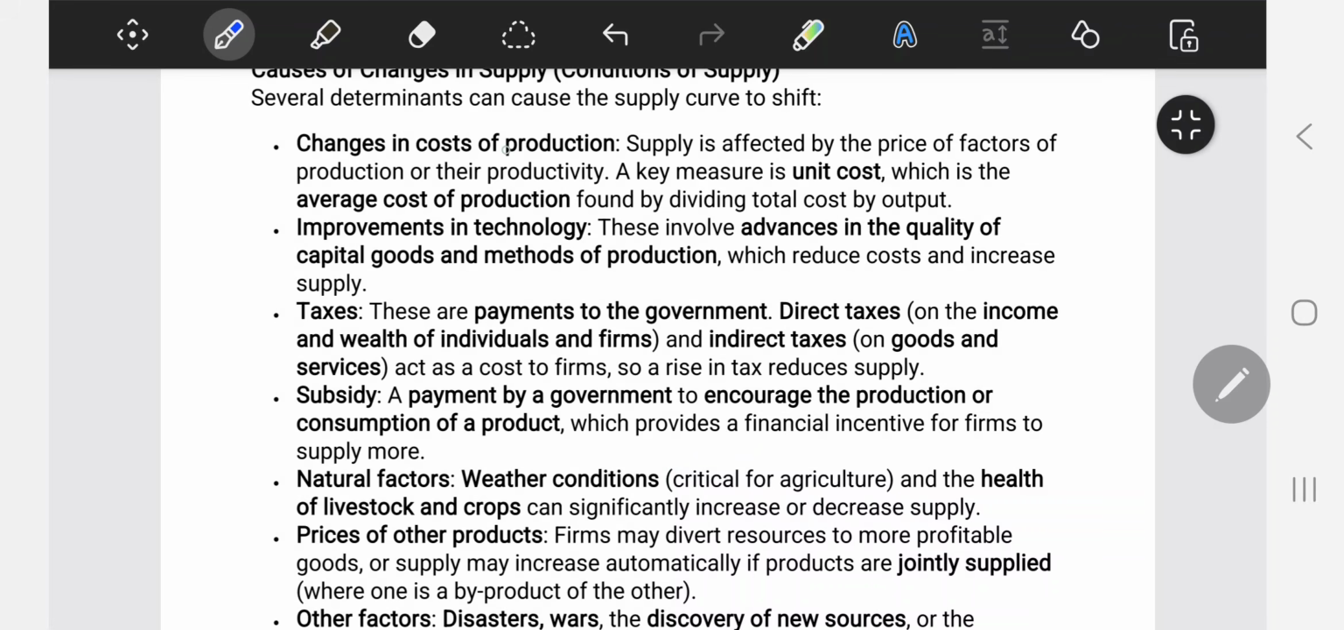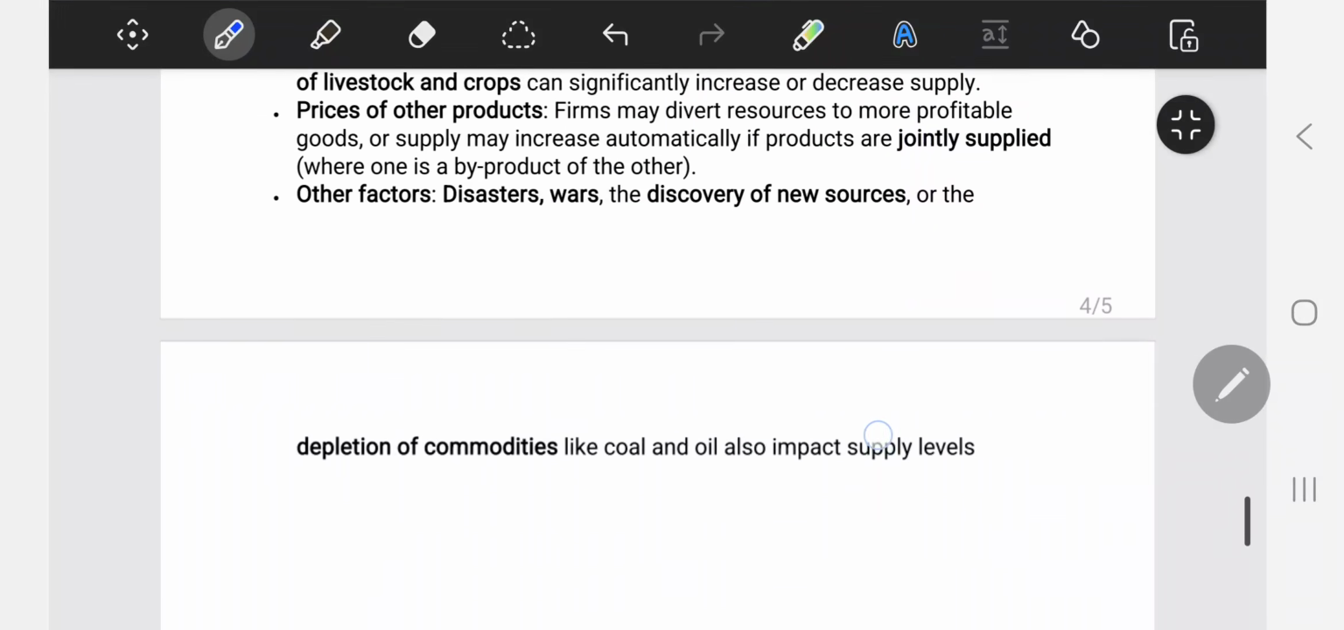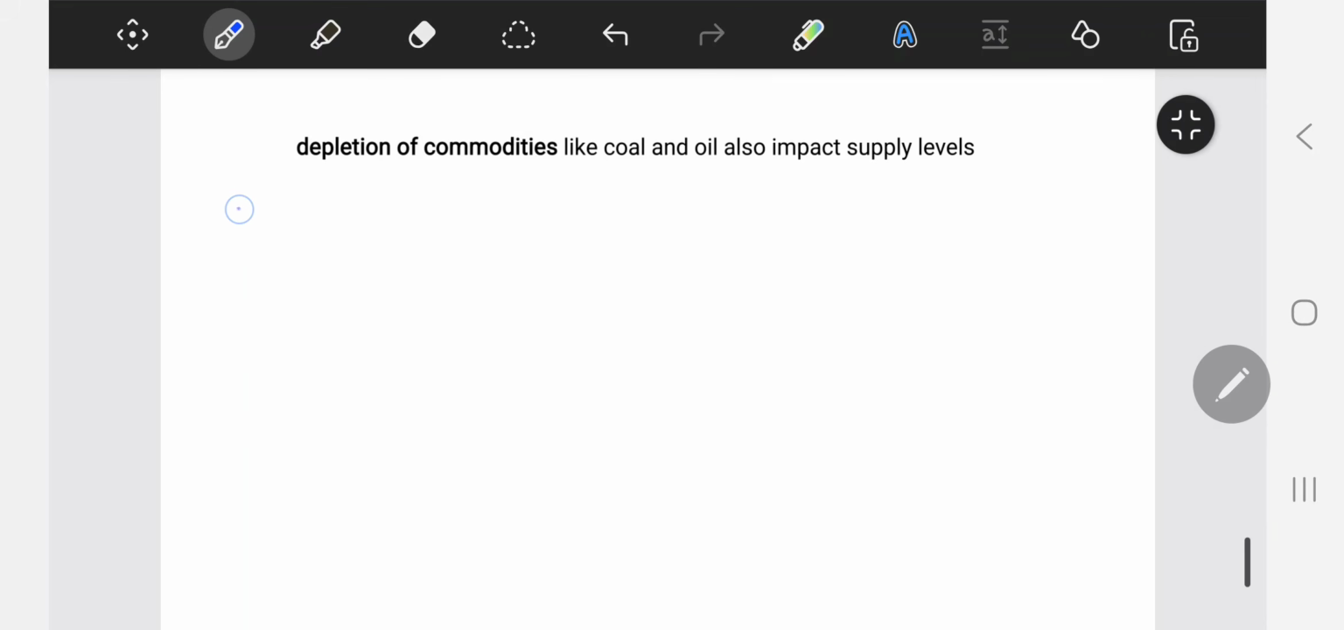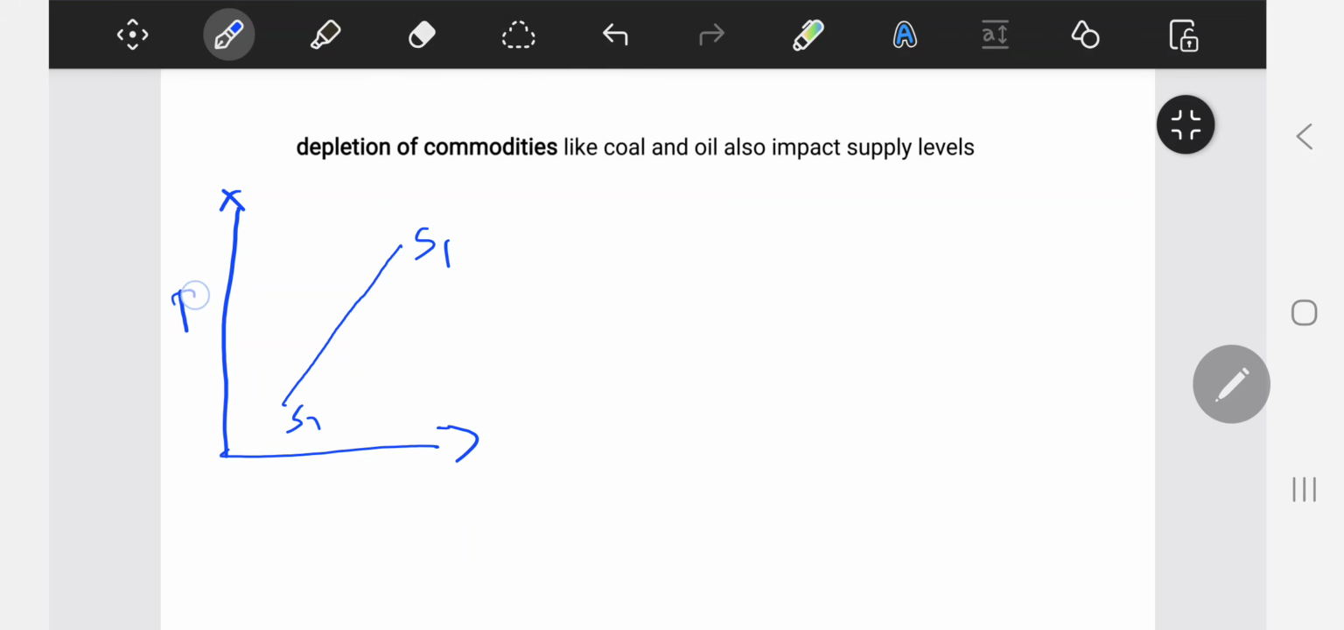So changes in cost of production. If there is an increase in cost of production, what we'll be expecting is that the supply curve is going to shift to the left. So if this was your initial supply curve, this is obviously price and quantity, the supply curve is going to shift backwards because of an increase in cost of production. It just means the suppliers are now only able to produce less because cost of production has increased.